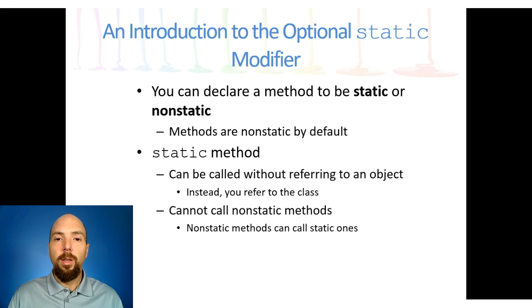Alright, so we can also declare if these are static or non-static. Now, static just simply means that we can call it without referencing an object. Okay, I'll get into what that means in just a minute. What this means is that I can actually make a method static. I can call it. I don't have to specify a name for it.